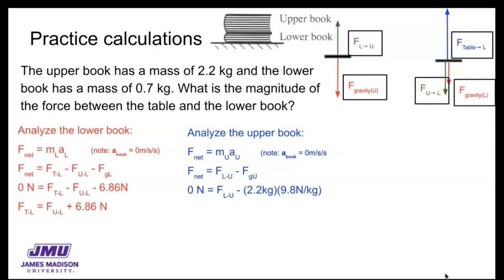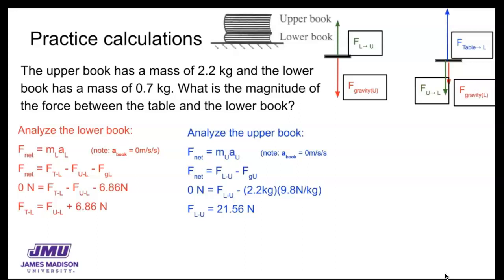Please note, I'm not putting in negative 9.8. And the reason I'm not putting in negative 9.8 is because I've already said this is a negative force when I said minus force of gravity on the upper book. So don't double negative yourself by putting it in more than once. I solve this and say that the force of the lower book holding up the upper book must be 21.56 newtons, because that's how much the Earth's gravity is pulling the upper book down. The lower book has to push up that much to hold it stationary.